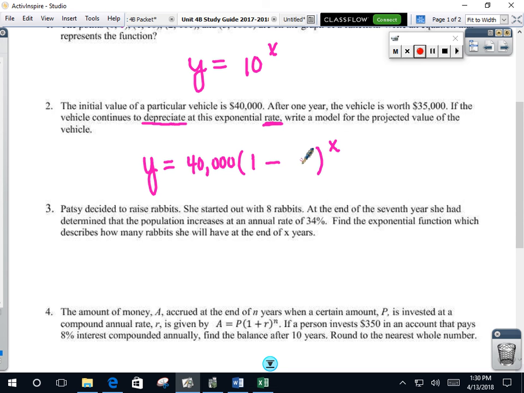But you can figure out the r, because what else did they tell you? Right, after 1 year, the vehicle is worth $35,000, which is a what difference? So you can figure out the rate by taking that $5,000 difference and dividing it by the original cost. Okay, if you just figure out how much it's gone down in value and divide by its original value, it'll tell you what the rate is.